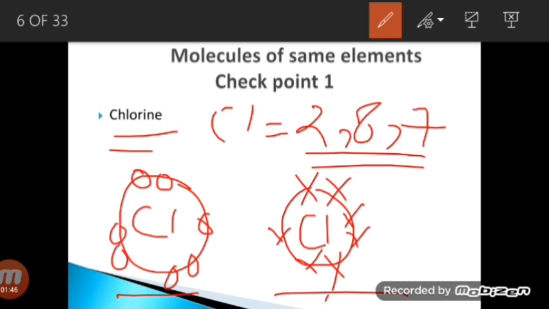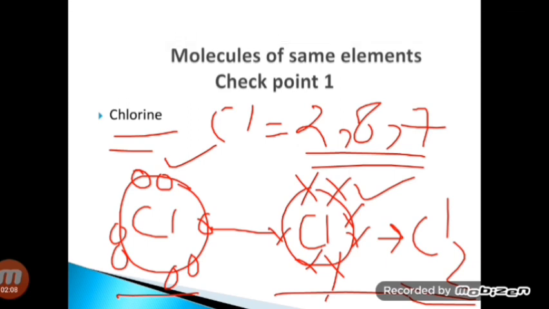So they will approach each other and share this pair of electrons, and as a result we get a diatomic molecule of chlorine. This is called the dot and cross structure of chlorine. In a dot and cross structure, the electrons of one atom are represented as dots, whereas the electrons of the second reacting atom are represented as crosses. That's why we call it a dot and cross structure.